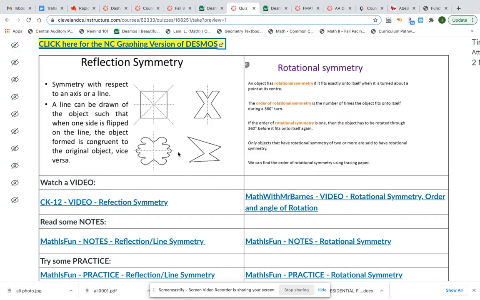All right, this one right here doesn't have reflection symmetry. So if I draw a horizontal line here, you can tell that this side right here is larger than this side right here. So this little vertex here would end up way down here somewhere.